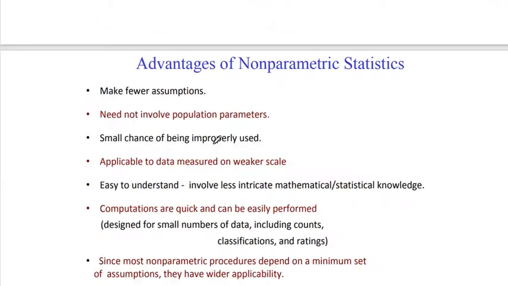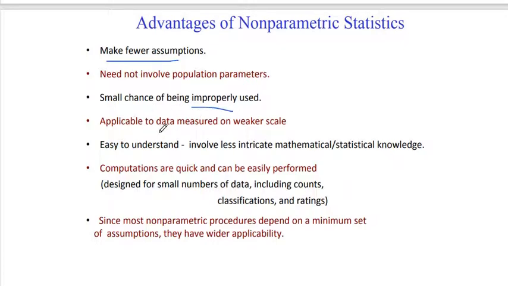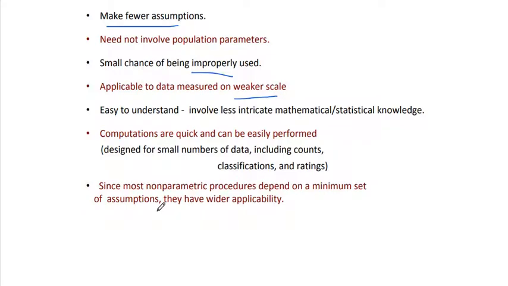Now if we see the advantages of non-parametric, these are some advantages. Assumptions are fewer in non-parametric, there is no need to involve population parameters, there is a small chance of being improperly used, and it is applicable to data measured on a weaker scale. It is easy to understand, though sometimes it can be difficult also. Computations are quick and can be easily performed. Since most non-parametric procedures depend on a minimum set of assumptions, they are called widely applicable. So these are a few of the advantages.